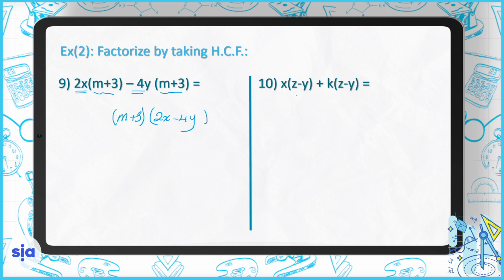Here in question 10, you can see that z minus y is a common bracket. So we're going to take it as the HCF. After that, in another bracket, we're going to collect the singles, x plus k.